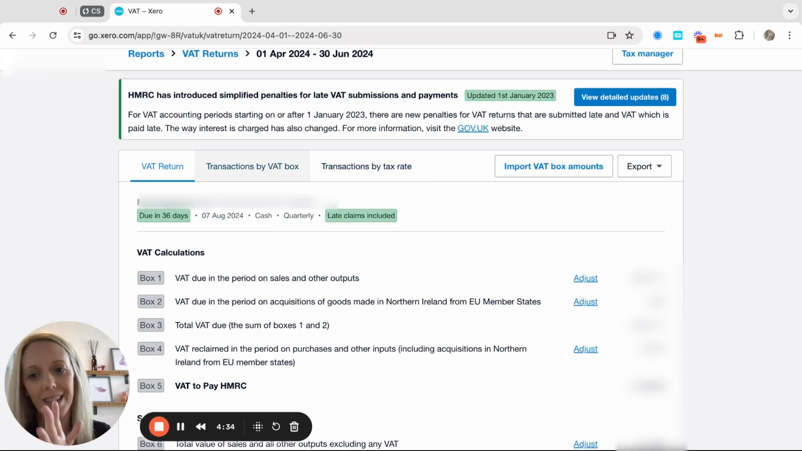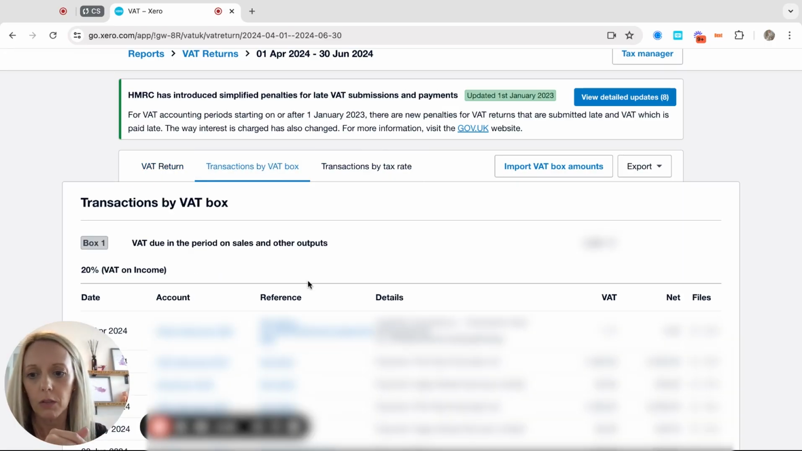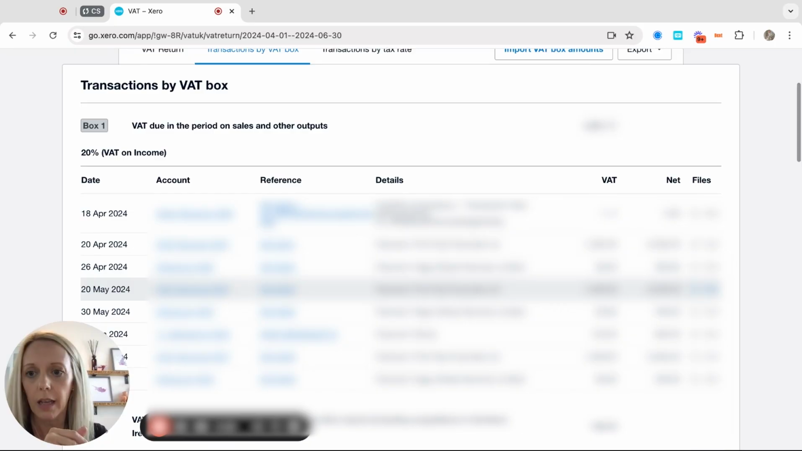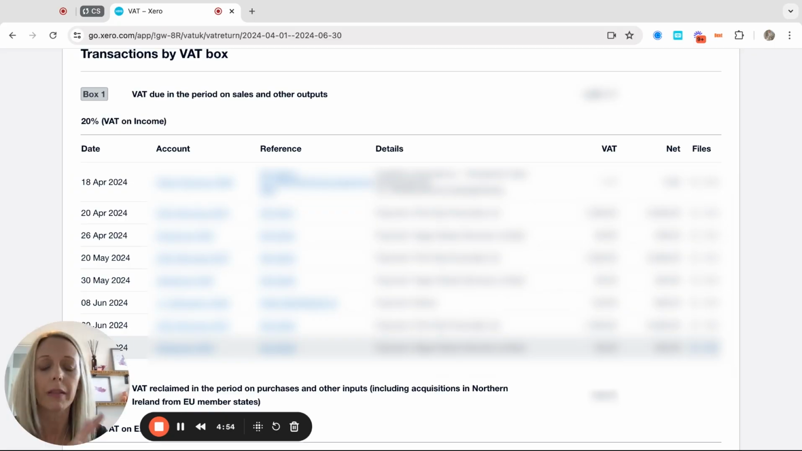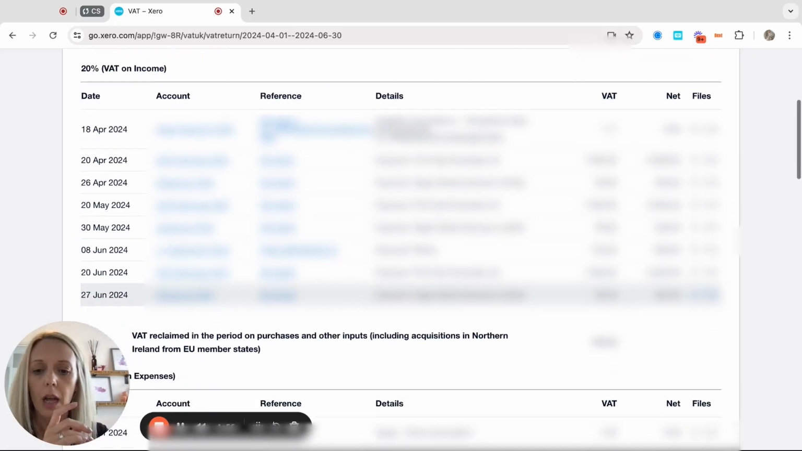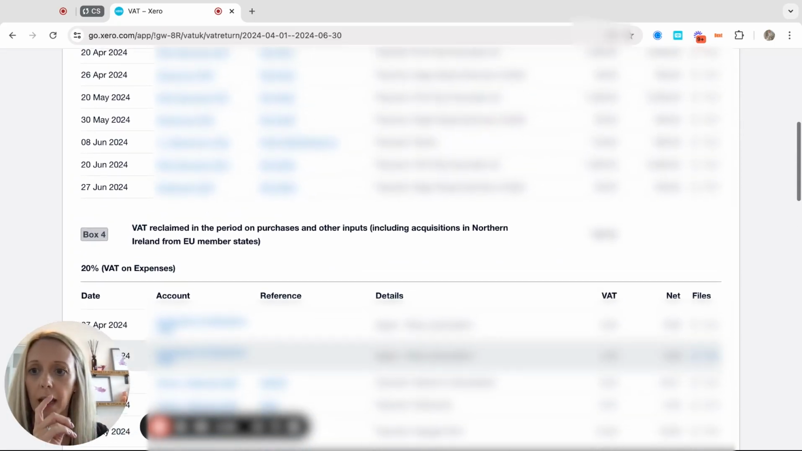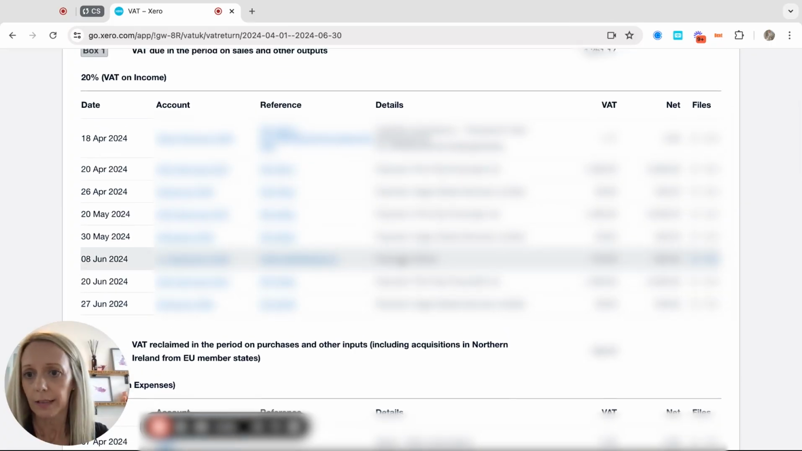I tend to do it by tax rate because the accountant in me understands all the rates and everything, but it'd probably be easier for you to understand to do it in the VAT box. So what you're looking at here is in box 1, you're just looking to make sure that all of your sales are included and that they are all VATable and the VAT's all included. Same for box 2 if you've got EC ones. And box 3, there won't be anything on here because obviously it's a calculation.